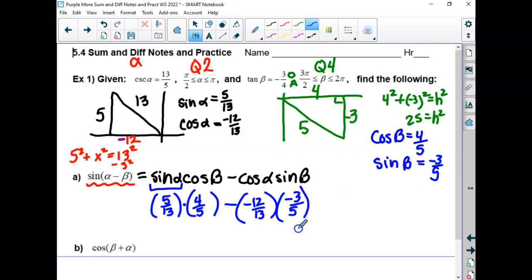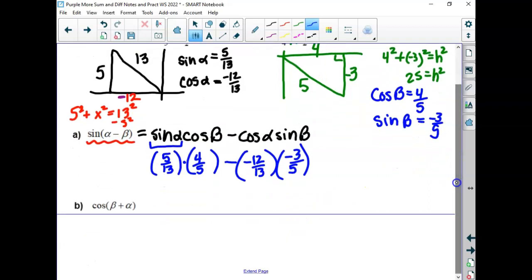Now, just for fun, I'm going to show you that it's not that hard to do these without using the calculator for all of these parentheses, but it's fine if you do. You would multiply across the top and get 20/65. Then it'll say minus. What's a -12 times a -3 across the top here? +36, and 13 times 5 is 65 in the bottom.